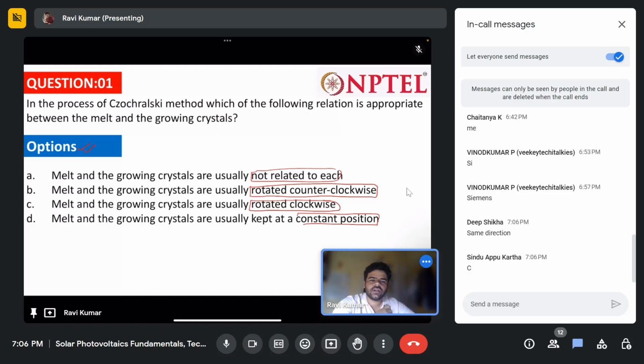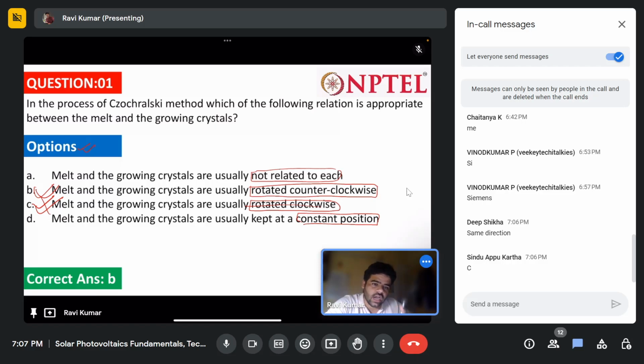C, counterclockwise. Yes, Sindhu, you are right. Deepsika, they were rotating in the opposite direction. So the correct answer is C. Oh, sorry, it's B. Counterclockwise direction. Yes. Not wrong. It's right. Yes, Sindhu, you are right. No, Sindhu, you are not.